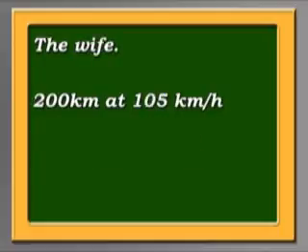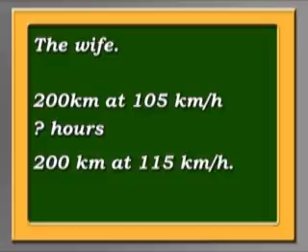Now the wife, you have to do 2 calculations. She did 200 kilometers at 105 kilometers an hour. That gives you 1 time. And 200 kilometers at 115 kilometers an hour. Add those 2 figures together and you'll find out how long it took the wife.